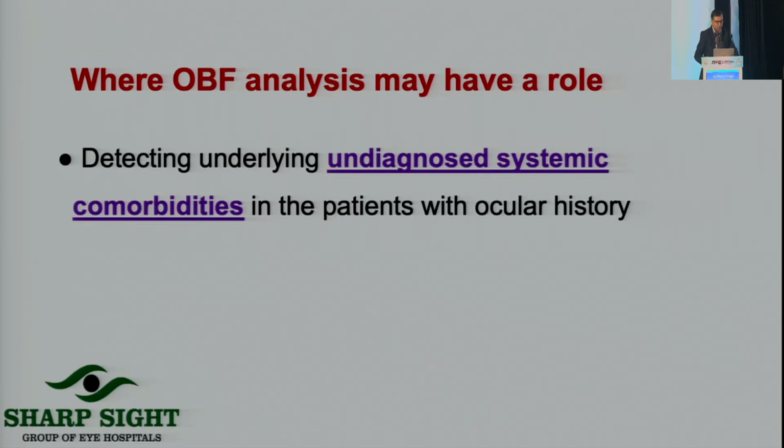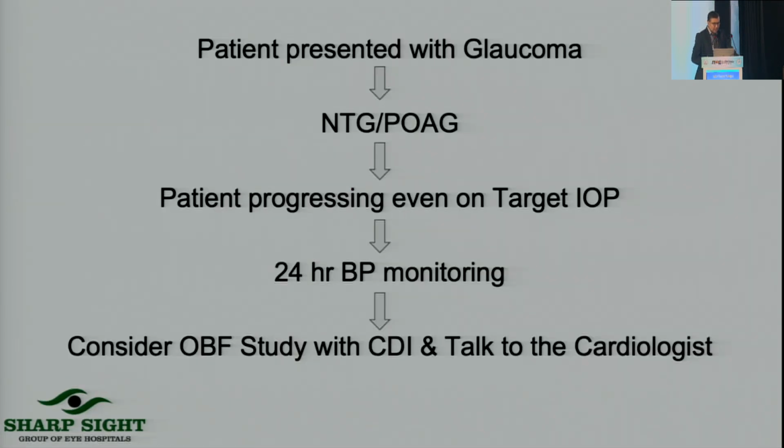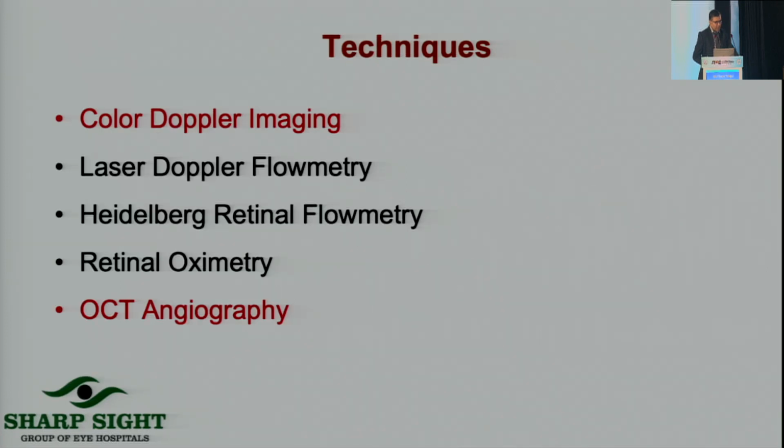I would just show you two cases. So what is the protocol? The patients come to us, they are diagnosed as either POAG or NTG. We go for a 24-hour BP monitoring, and then we consider them for the OBF study, and then we complete the triangle with the cardiologist. So it is a cardiologist, radiologist, and ophthalmologist who are working in tandem.